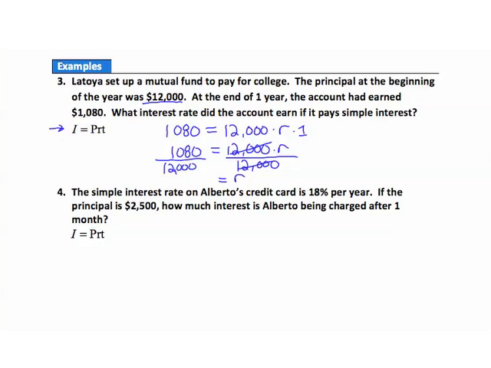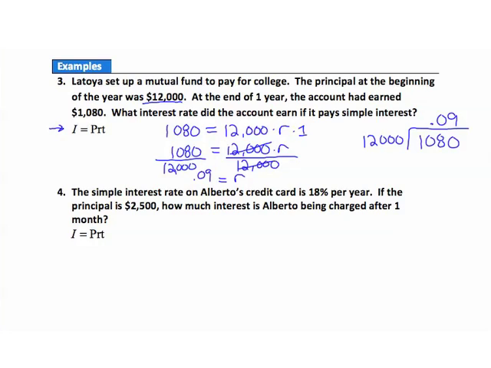On the left side, I'm going to have to do some calculations. So I'm going to go off on some scratch work now, and I'm going to take $12,000 and divide it into 1,080. When I do that division, I get 0.09. So our interest rate right here is 0.09.